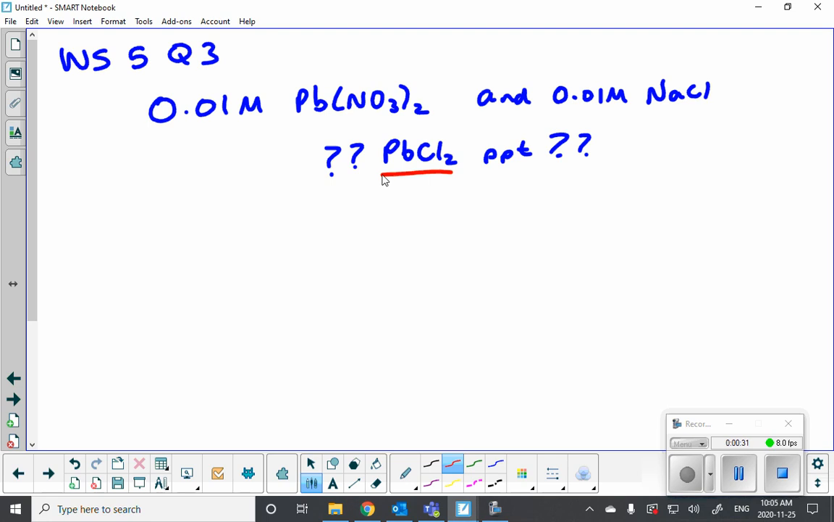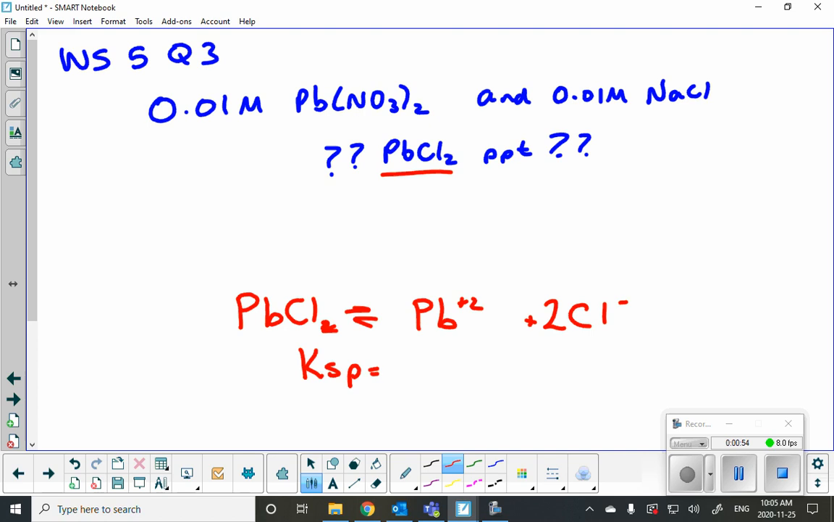So the Ksp expression for lead chloride comes from its equation. PbCl2 breaks down to give me lead, which is a +2 ion, and chloride, which is a -1 ion. Because there are two chlorines here, we have to put a 2 to make two chlorines there. So we have our balanced equation. My Ksp expression would look like the concentration of the lead +2 ion times the concentration of the chloride -1 ion squared.